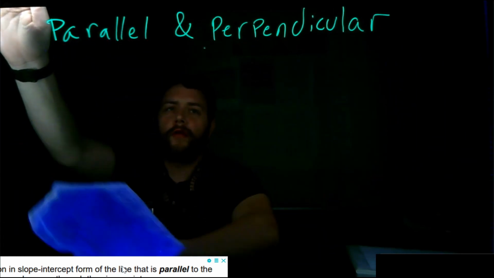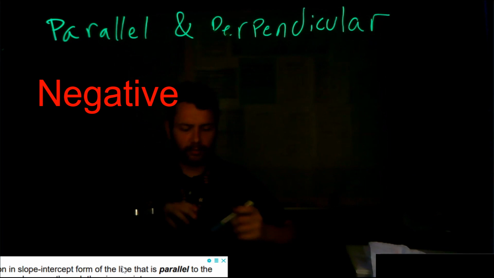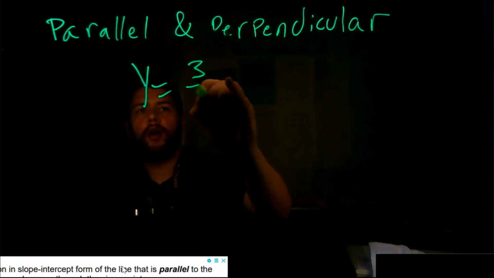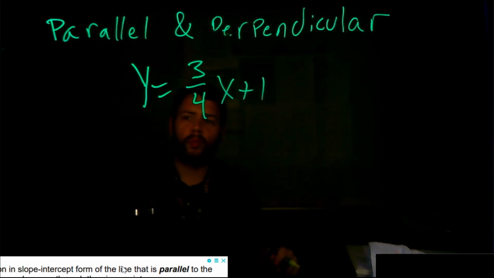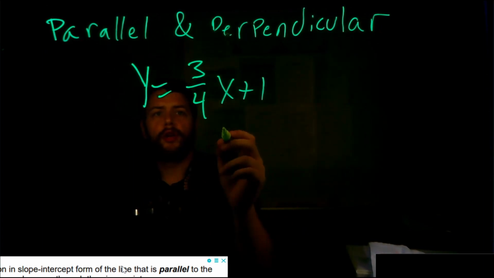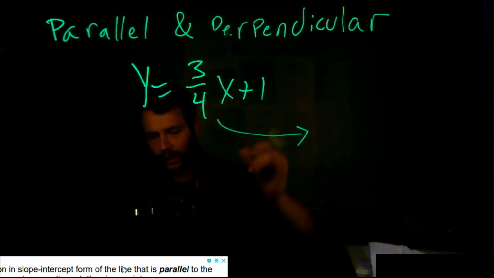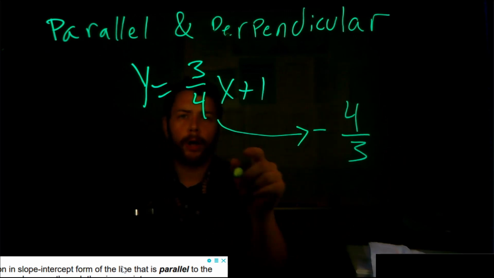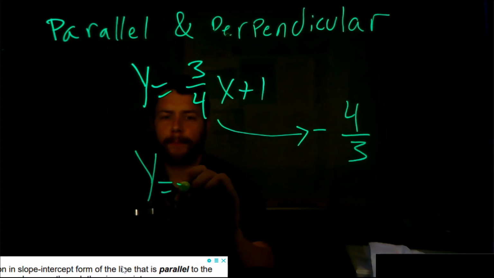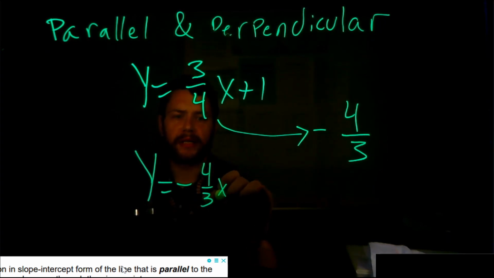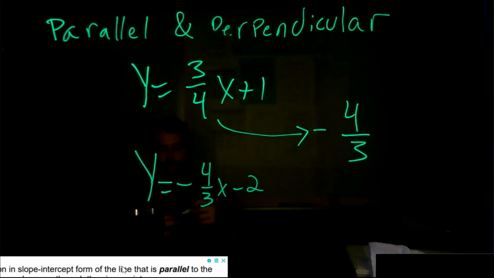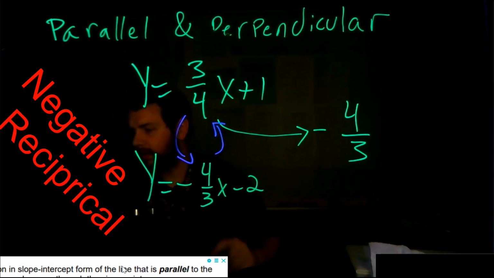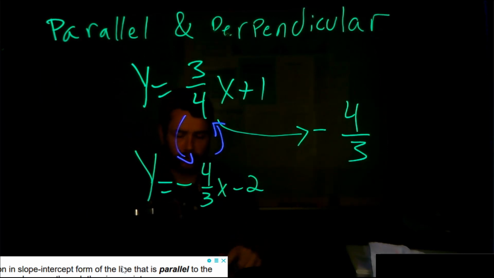The slope of a perpendicular line is called a negative reciprocal. So if we get the equation y equals 3/4x plus 1, I say, well, which one of these is perpendicular? You need to take the slope, flip it, and change the sign. So it'll be negative 4/3. That would be the perpendicular slope. And we can say a perpendicular line would be y equals negative 4/3x minus 2. Doesn't matter. As long as these are negative reciprocals, the line will be perpendicular. So we can do a couple more.